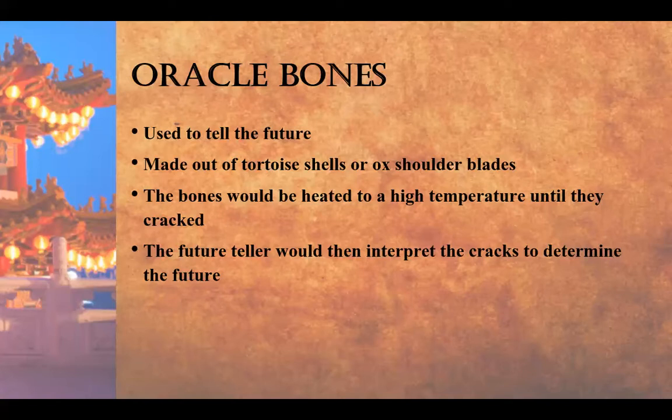They were made out of tortoise shells, and they were made out of the shoulder blades of ox. And what would happen is the king would have his priests write a message on it, saying like, is it going to rain this week? Or am I going to win this next battle? And then the bones would be heated to a really high temperature until they cracked. And then his priests would take those cracks and interpret what the cracks meant to tell the king's future.